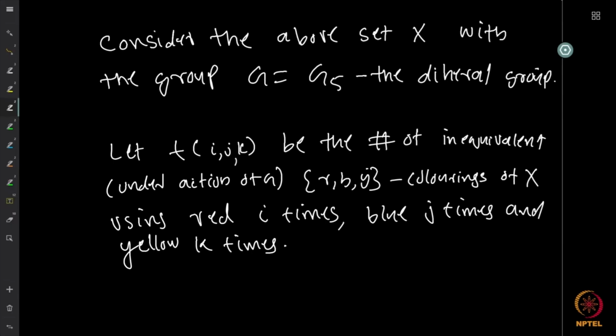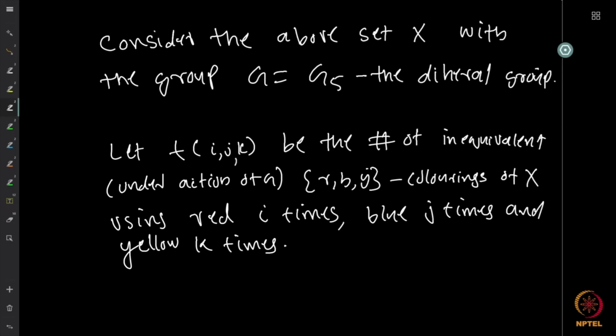using the colors R, B, and Y of X, using the color red I times, color blue J times, and color yellow K times. Okay. So we have the set X. You have the dihedral group acting on this, and we are looking at the number of inequivalent colorings under the action of the dihedral group, where the red color appears I times precisely, blue color appears J times precisely, and yellow color appears K times.